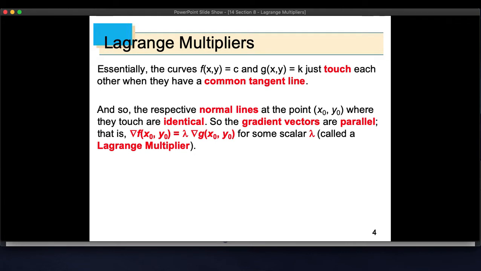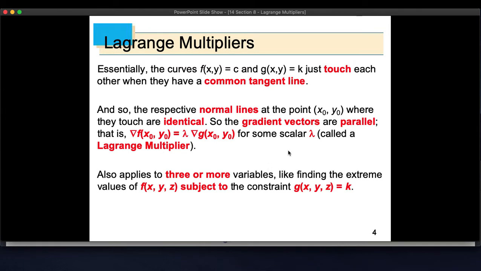The book could have used any letter. It could have used C, K, whatever. It just decided to use lambda because that is common practice for Lagrange multipliers. It does indicate a Lagrange multiplier, which is a specific method. But it's just simply that. It's just a scalar, so do not get intimidated by this symbol here, lambda.